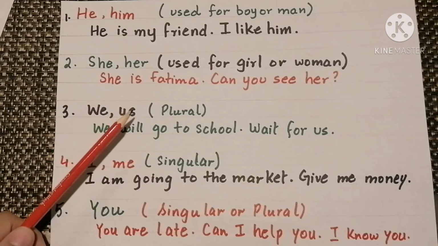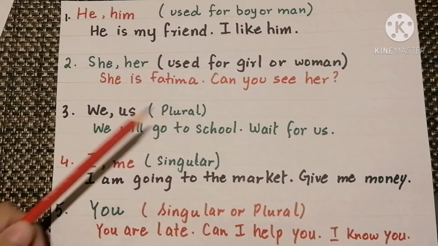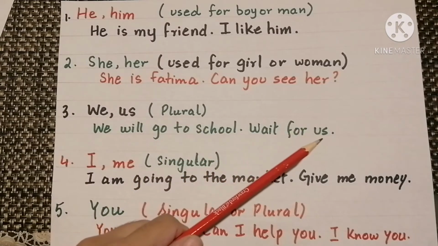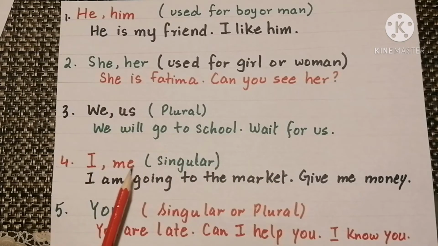We and us are used for plural. We will go to school. Wait for us. I or me are used for singular. I am going to the market. Give me money.